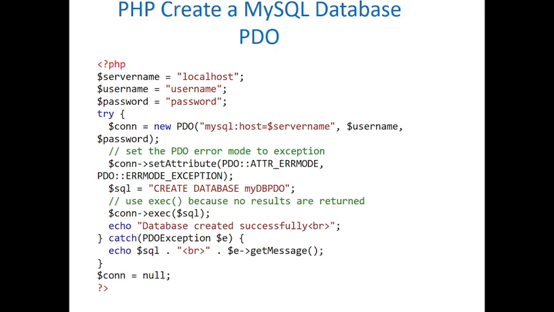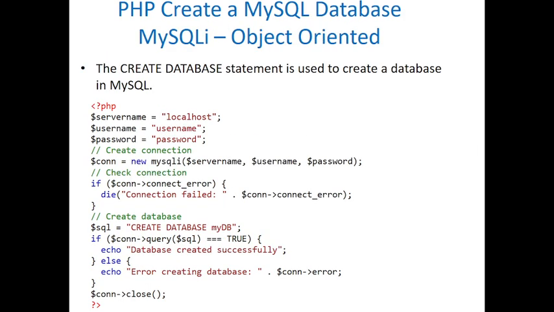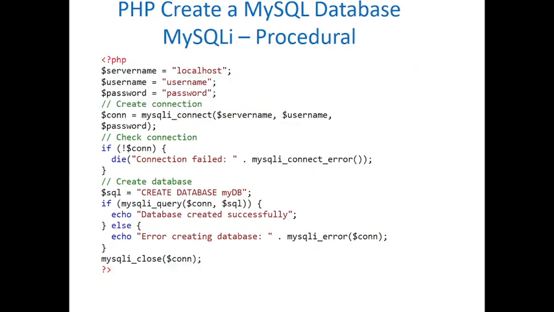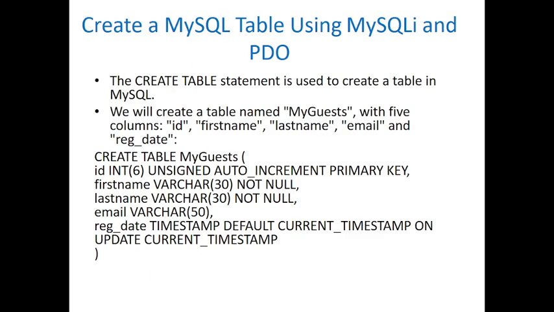Then what I will do is this, they have shown three types of methods. This is for PDO to create the database, this is using MySQLi to create the database, and this is the MySQLi object oriented. So three different ways of writing the program to create a database in three different slides. 1, 2, 3. Next one, create a table.